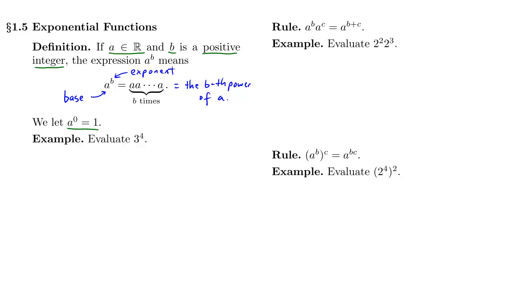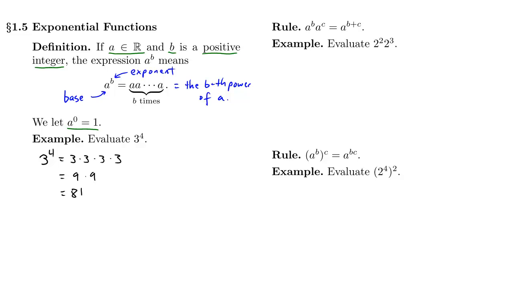For example, let's evaluate 3 to the 4. This power of 3 is 3 times 3 times 3 times 3, which is 9 times 9, or 81. The base here is 3. We have an exponent of 4, and this is the fourth power of 3, and it turned out to be 81.